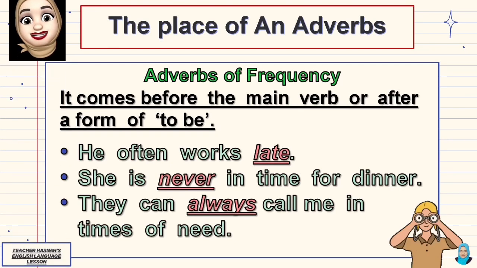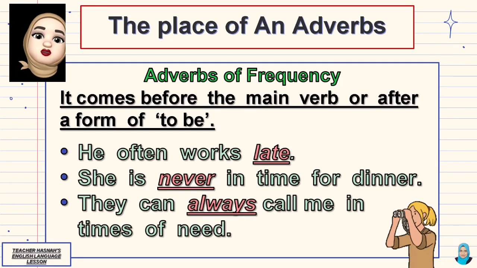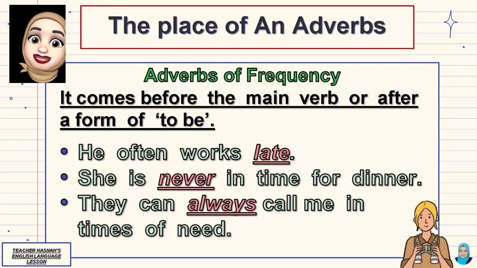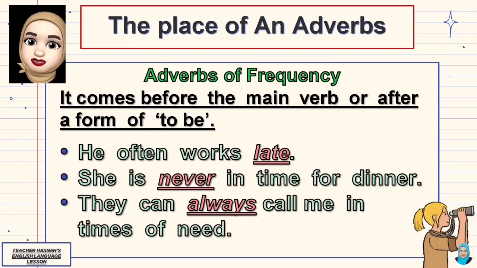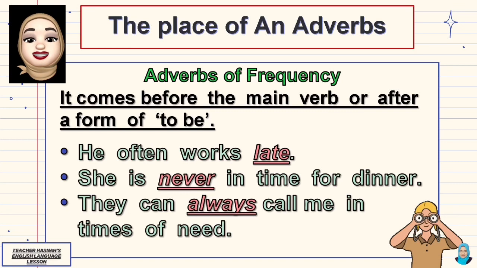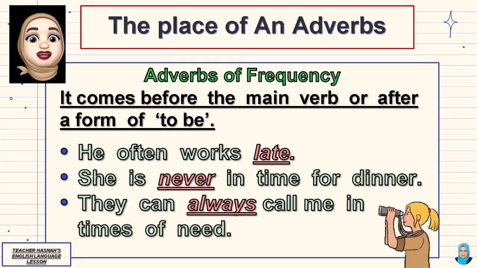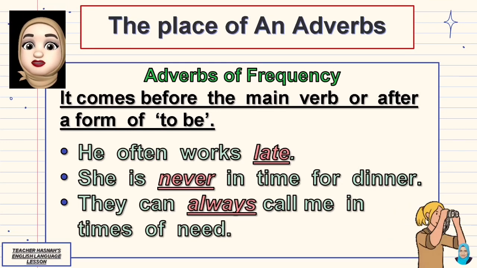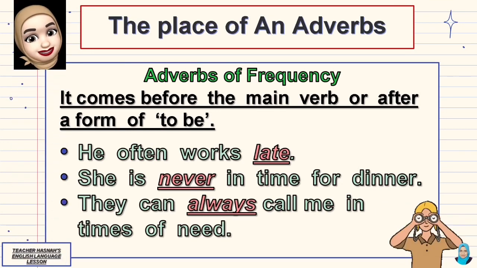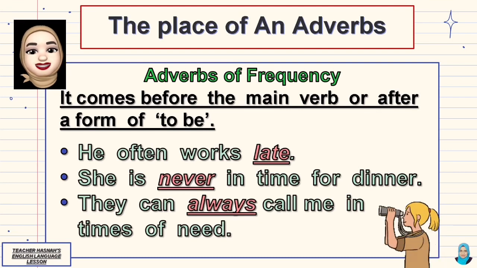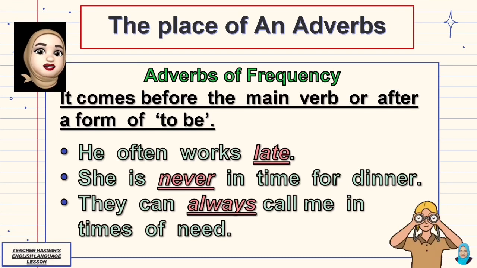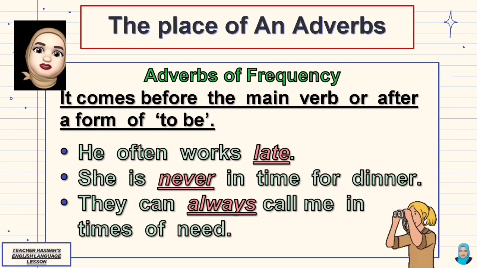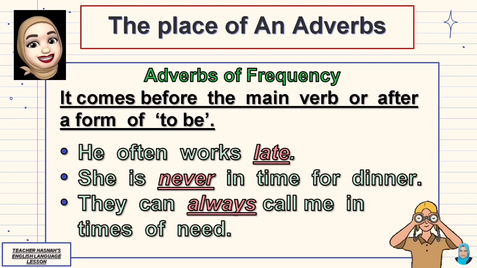Now, how to place adverbs? We always have to pay extra attention to adverbs of frequency. These adverbs of frequency come before the main verb or after a form of to be. For example, he often works late. She is never in time for dinner. They can always call me in times of need.